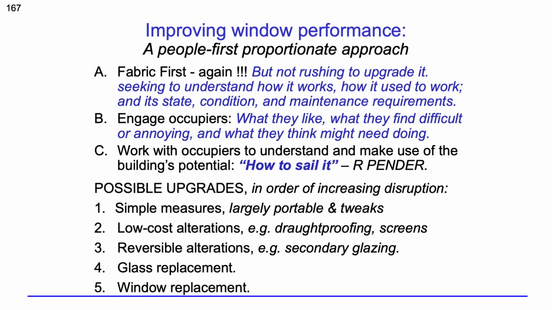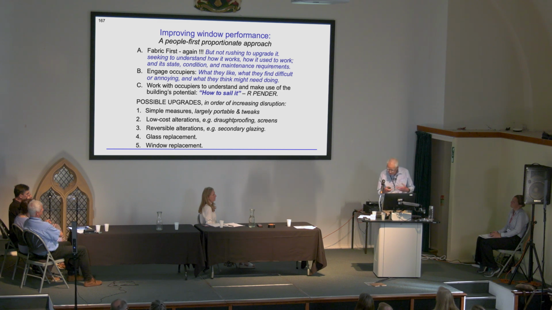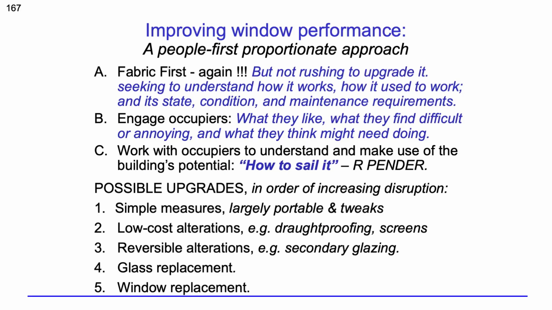So, by all means, start with the fabric when you're improving windows, but not by throwing insulation and stuff at it, by finding out how it works, whether it needs maintenance, what occupiers think about it, and how to sell your building, as Robin says in some other talks, particularly on some work she and others are doing with churches in the Sheffield diocese at the moment.